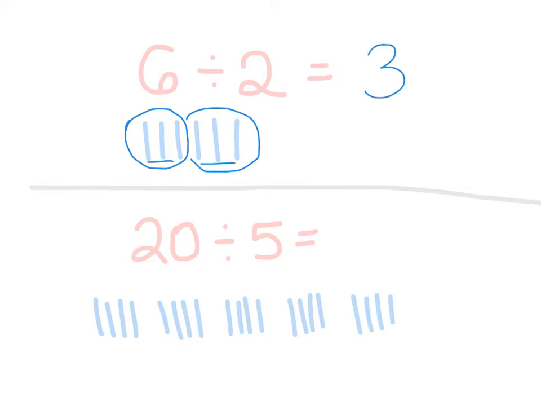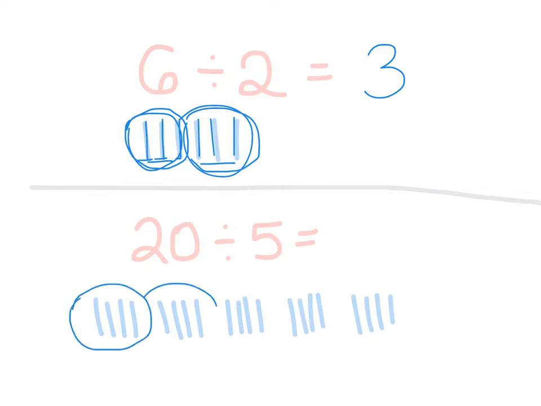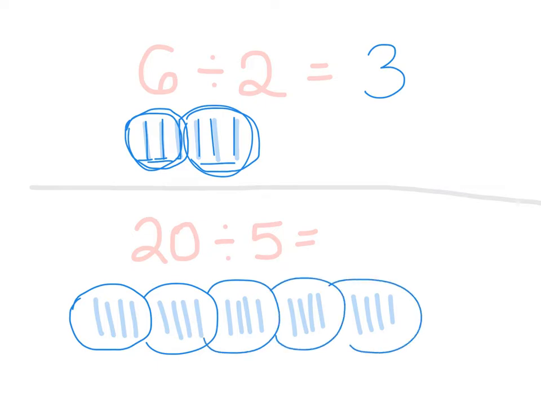So 6 divided by 2 is 3, and one way to look at that is to take your 6 wholes, there's my 6 wholes, divide it into 2 even groups, and there's 1, 2, 3 in each group. Down at the bottom, 20 divided by 5, so I have 20 lines. I'm going to divide them into 5 even groups, and look, there's 1, 2, 3, 4 in each group.